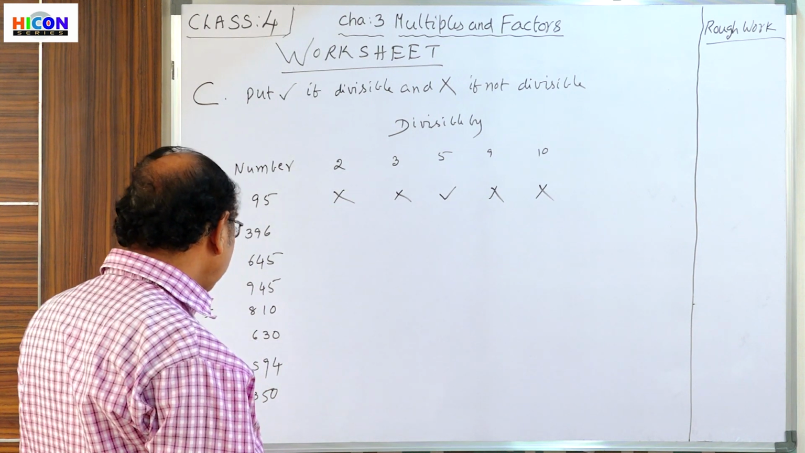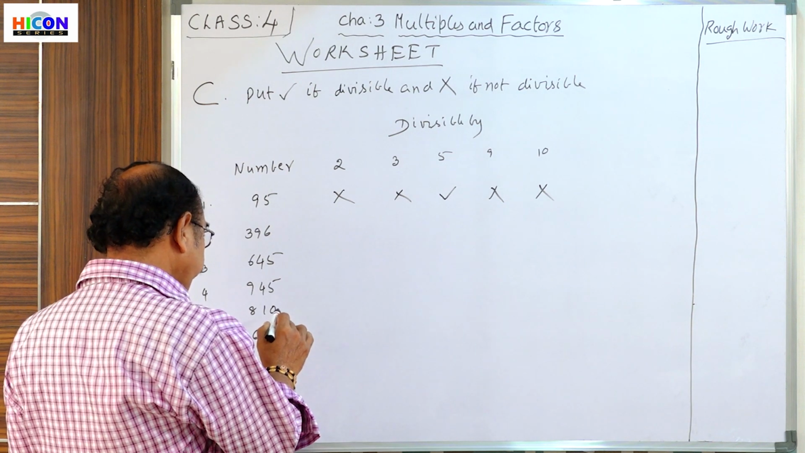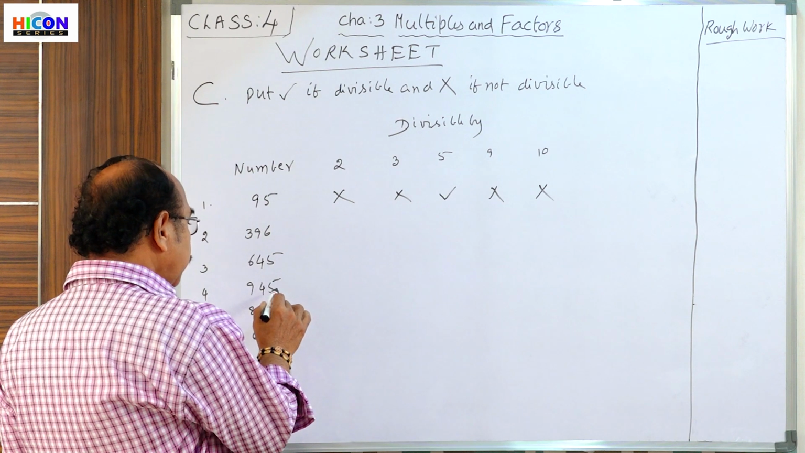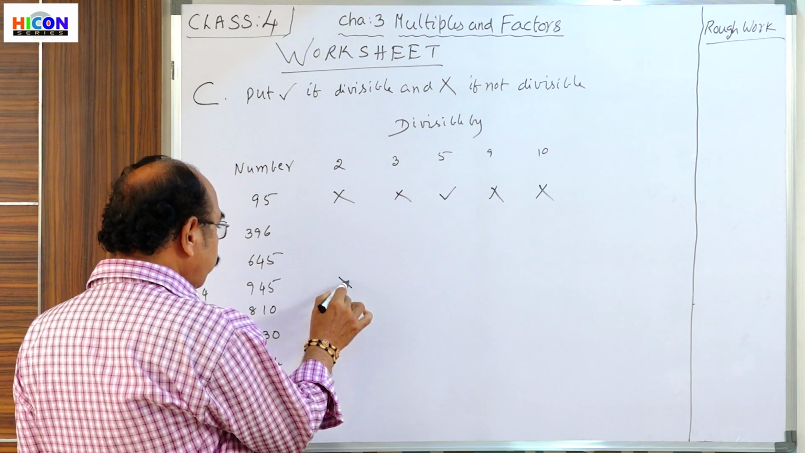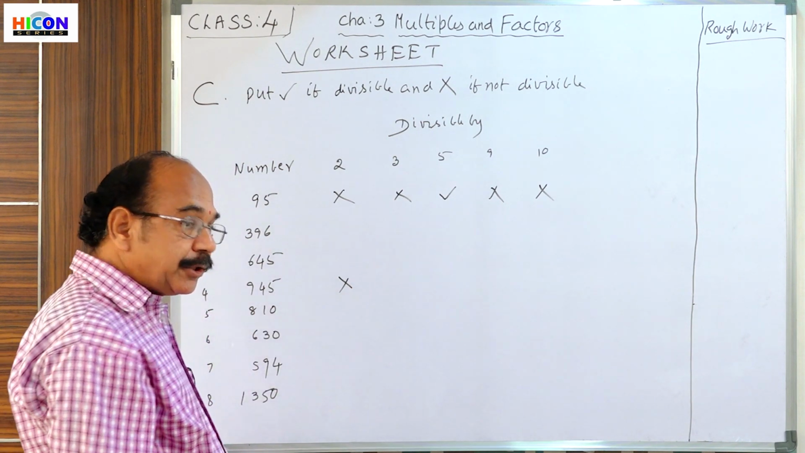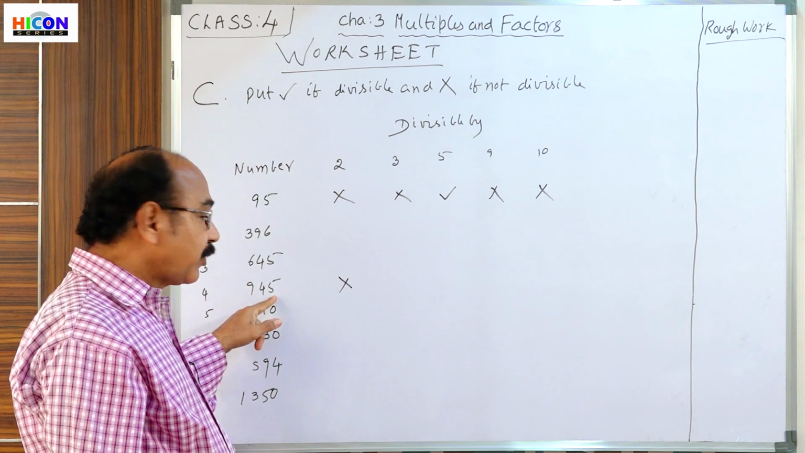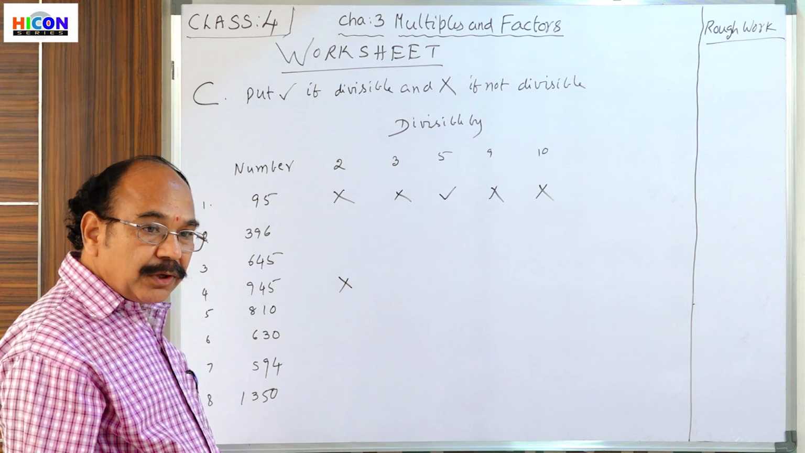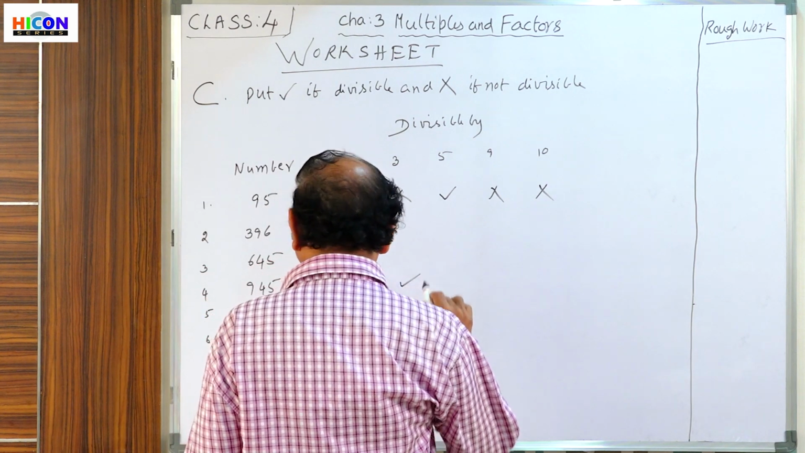Like this, children. Now you take this number, 945. Is the number 945 divisible by 2? No, cross mark. Is the number 945 divisible by 3? Condition you see: add the sum of the digits. 9 plus 4, 13. 13 plus 5 is 18. 18 is divisible by 3. So the number is divisible by 3. So we keep a tick mark.